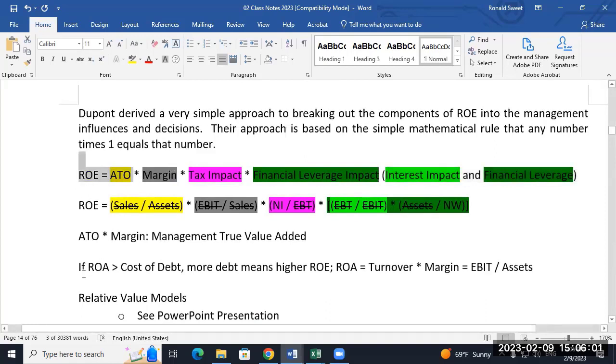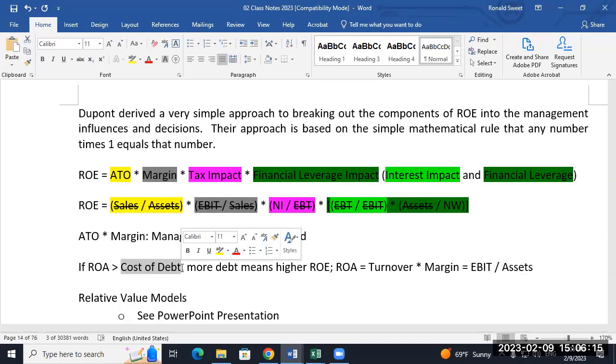ATO and margin is almost return on assets. It ignores the tax impact, but if the ATO times margin is greater than what the firm's paying on its interest expense, then more debt's going to increase the ROE. It always will. So if their ATO times margin is 7% and they're borrowing at 4%, the more they borrow money, their return on equity is just going to keep shooting up, not for good reasons, but for bad reasons. All right. This one's tough.